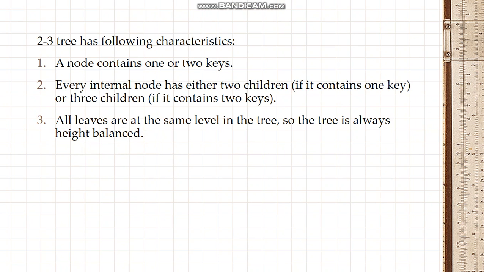A 2-3 tree is a multi-way search tree. It is a self-balancing tree. It has the following characteristics. A node contains one or two keys. Every internal node has either two children if it contains one key or three children if it contains two keys. All leaves are at the same level in the tree, so the tree is always height balanced.